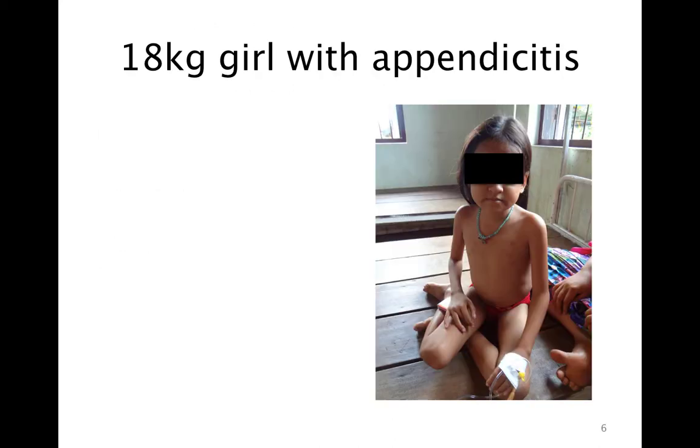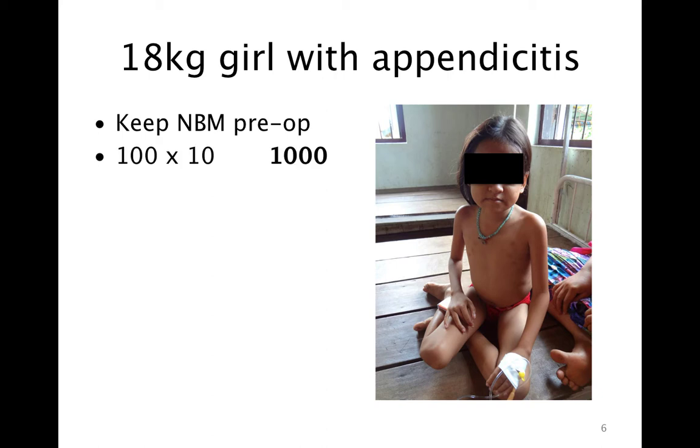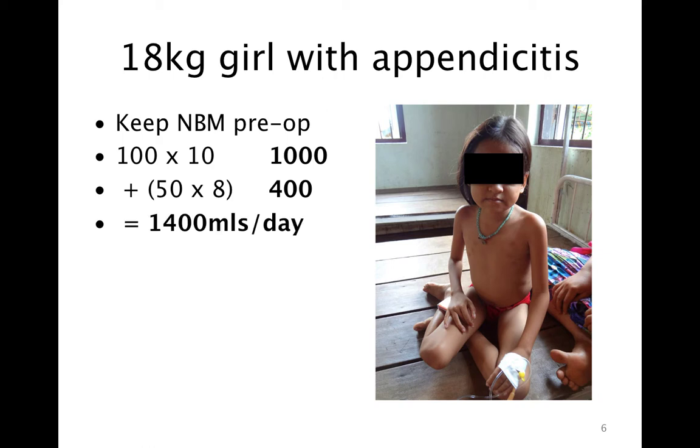A 9-year-old girl presents with symptoms of appendicitis and is being kept nil by mouth while she waits for surgery. She weighs 18 kg. How would you calculate her maintenance fluid? Using the formula, 100 multiplied by the first 10 kilos plus 50 multiplied by the next 8 kilos equals a total of 1,400 ml over 24 hours of half normal saline 5% dextrose.